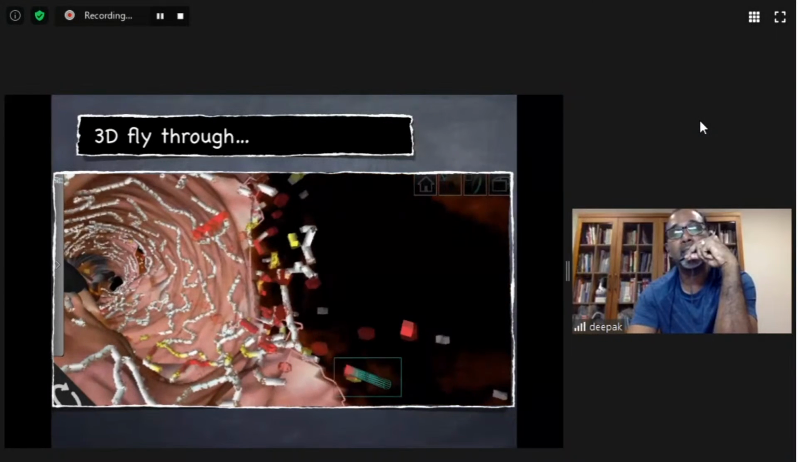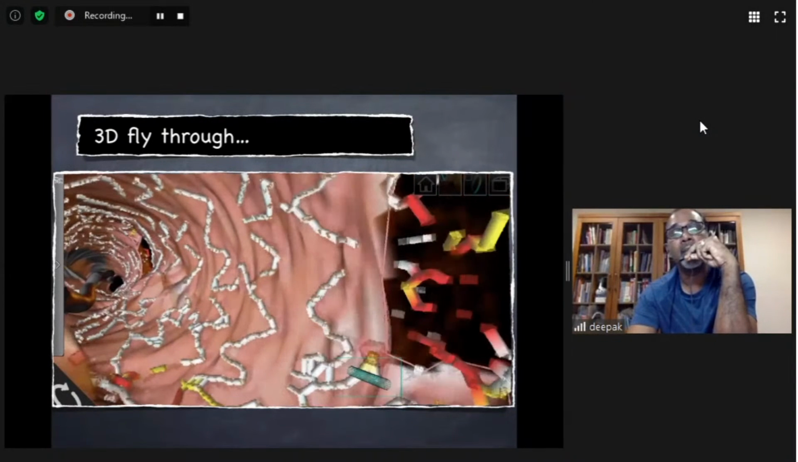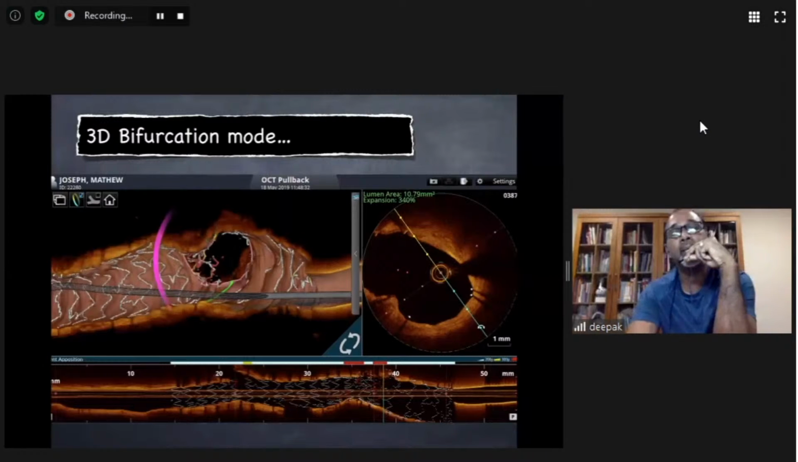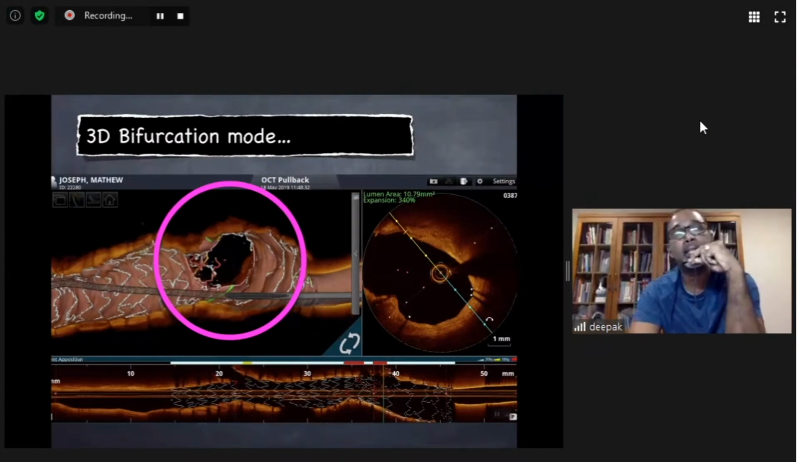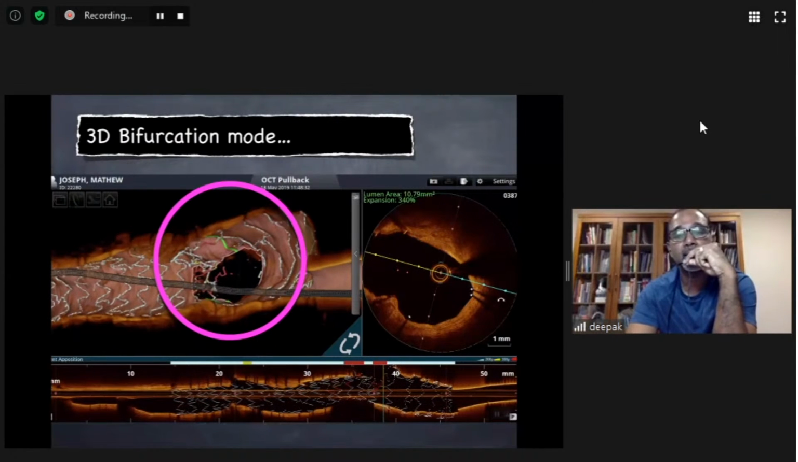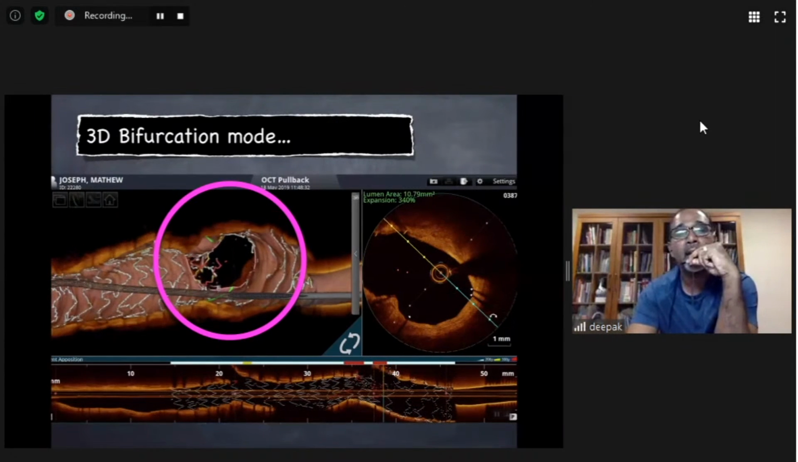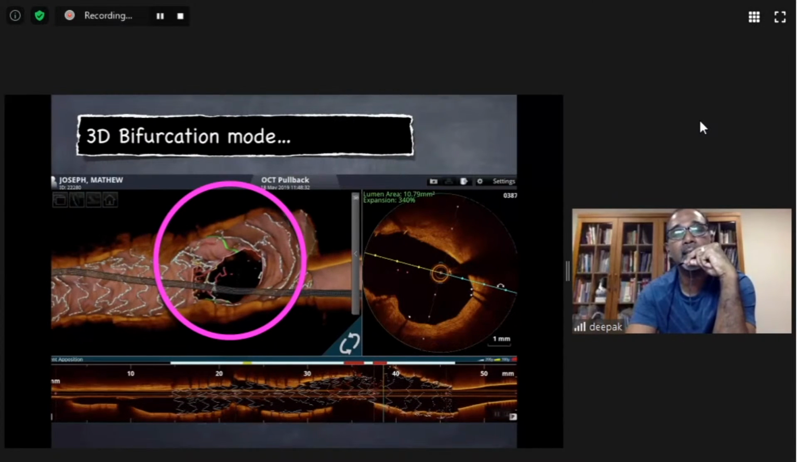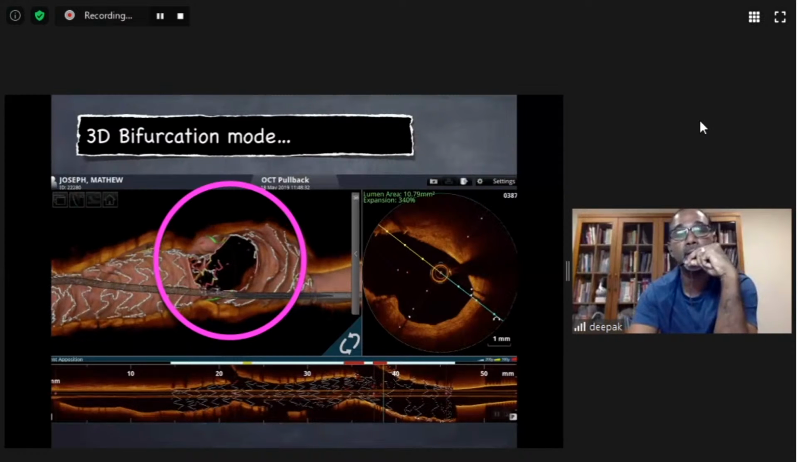There is no significant amount of metal at the carina, and in this image again you could see the 3D reconstruction of the bifurcation. The stent is well opposed, the circumflex ostium is looking very clean, and you could see a very small metal carina at the left main bifurcation. However, it's not obstructing the flow into the circumflex artery.